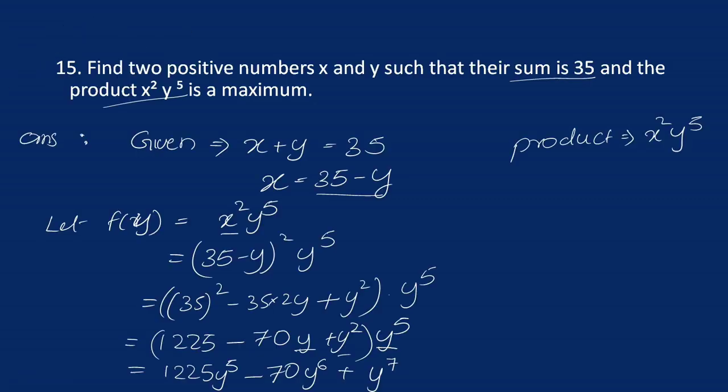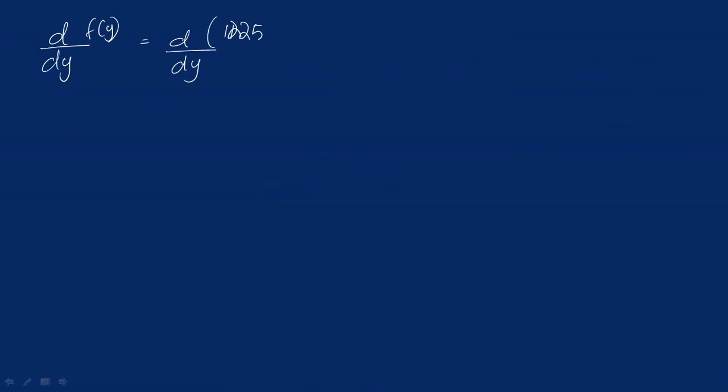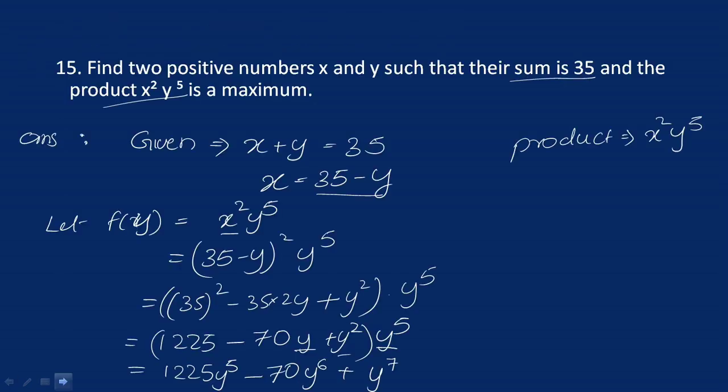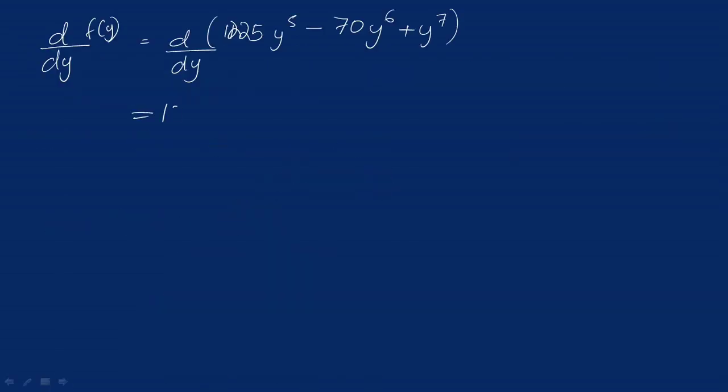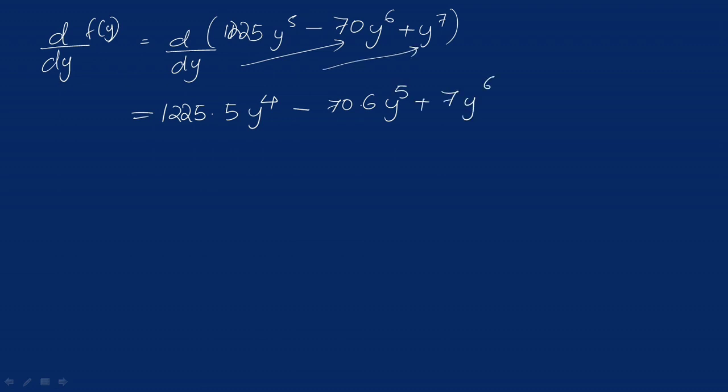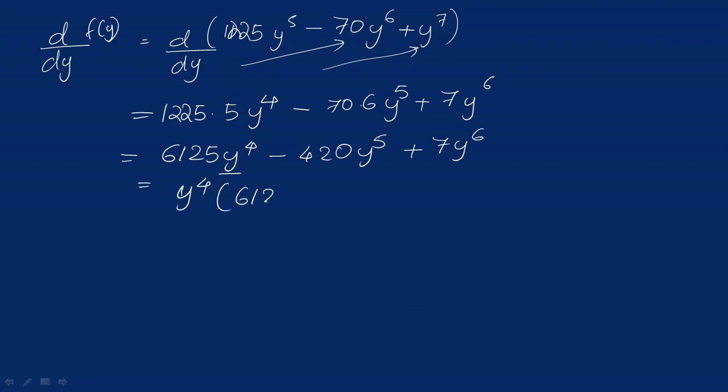So we have d by dy of f of y, that is f dash of y, equal to d by dy of 1225 y raised to 5 minus 70 y raised to 6 plus y raised to 7. d by dy of 1225 y raised to 5 is 1225 into 5 y raised to 4, minus 70 into 6 y raised to 5, plus d by dy of y raised to 7, that is 7 y raised to 6. So 1225 into 5 is 6125 y raised to 4, minus 70 into 6, that is 420 y raised to 5, plus 7 y raised to 6.